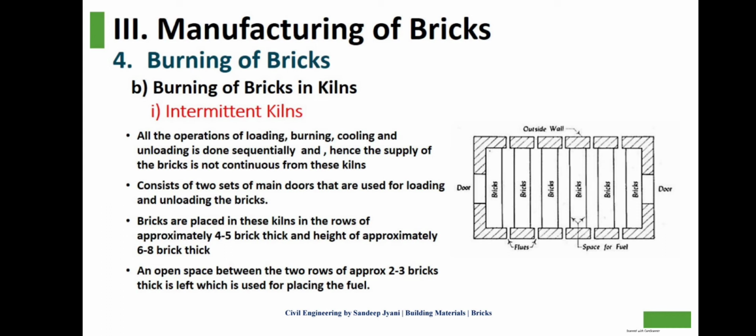First, intermittent kiln. All the operations of loading, burning, cooling, and unloading are done sequentially, and hence the supply of the brick is not continuous from this kiln. It consists of two sets of main doors that are used for loading and unloading the brick. Bricks are placed in this kiln in rows of approximately 4 to 5 bricks thick and a height of approximately 6 to 8 bricks thick. An open space between the two rows of approximately 2 to 3 bricks is left, which is used for placing the fuel.